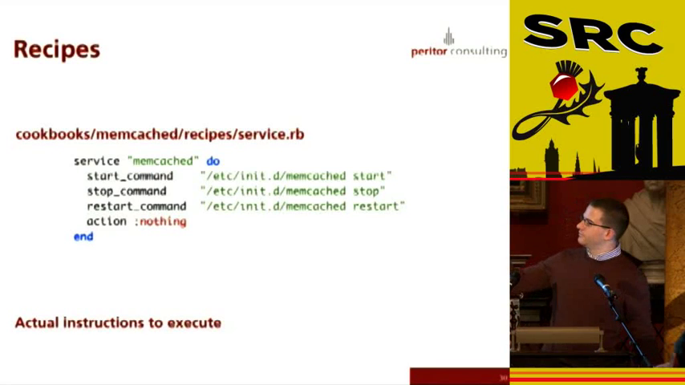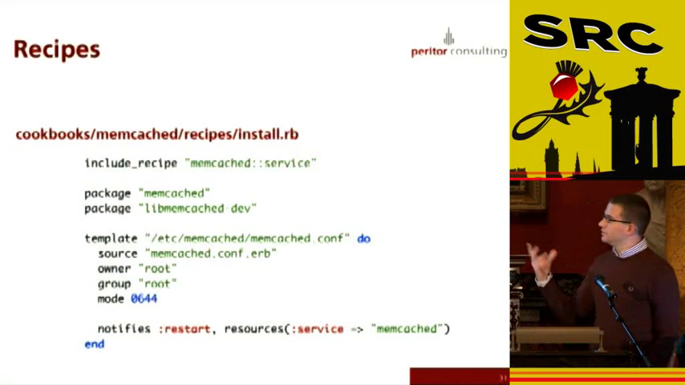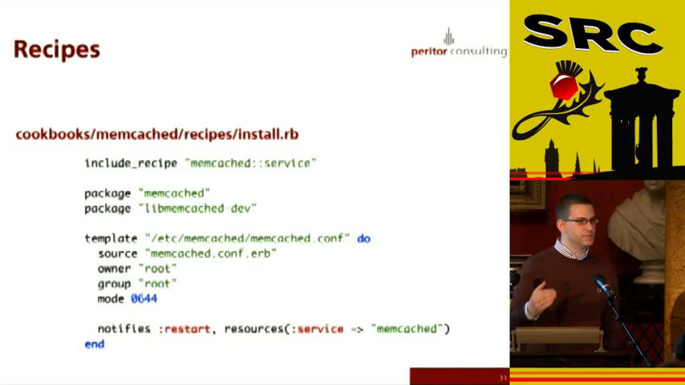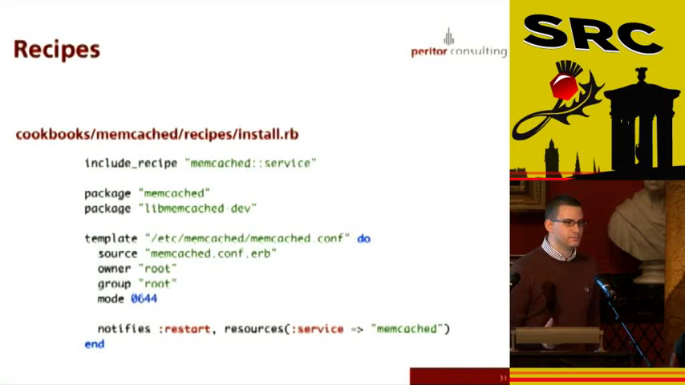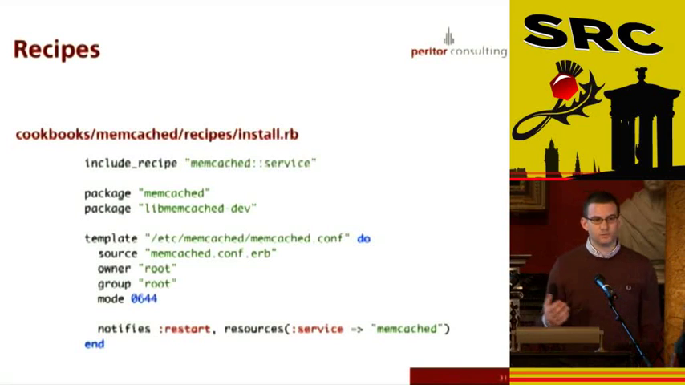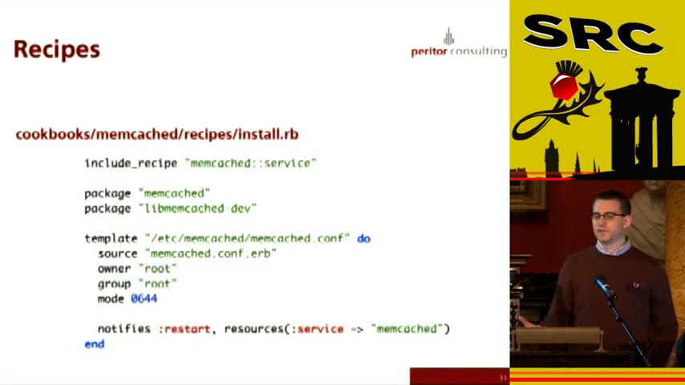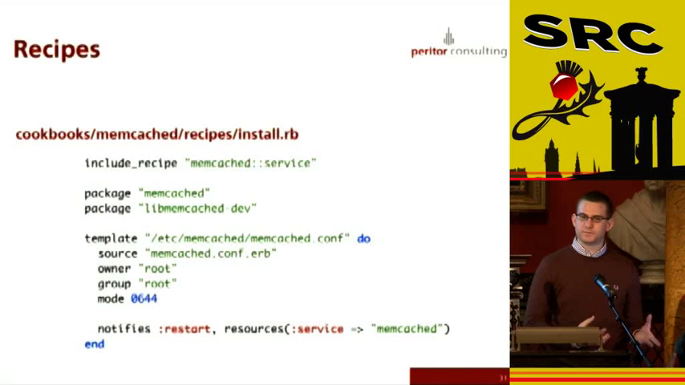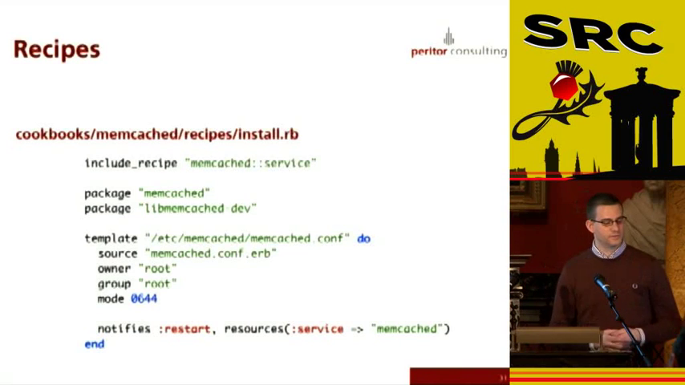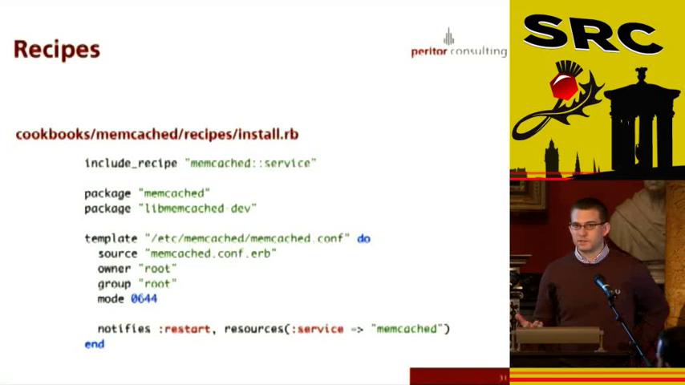This is the service, so I have multiple recipes. In this case, this is a service one, and then we have the install one, which includes the service one, because I don't have to redeclare the service everywhere. And then I'm actually installing memcached. So I'm calling out to the package resource in Chef. It's a Ruby method that installs a package for me. I'm installing two packages, and then I'm creating a template. So I create a file in the file system dynamically with the input that I have. And the template is just an ERB template, which probably most of you are familiar with.